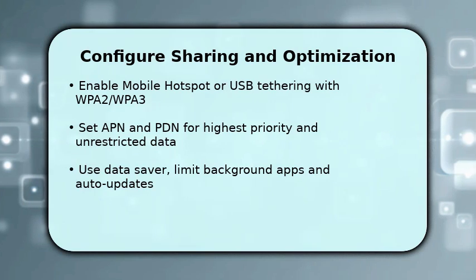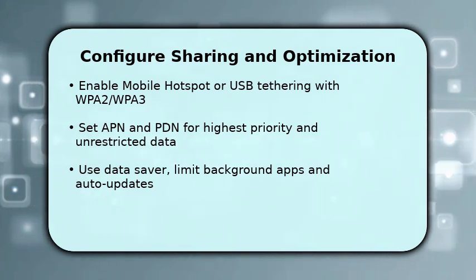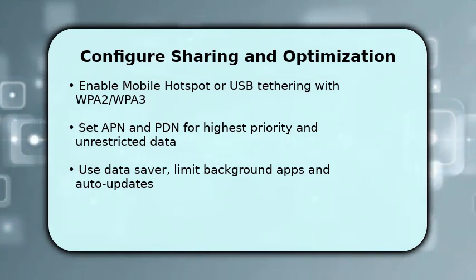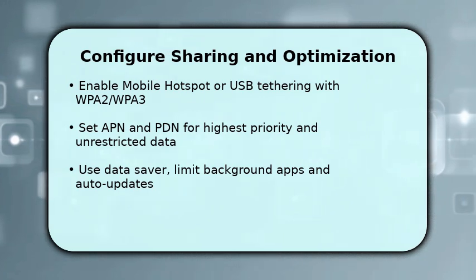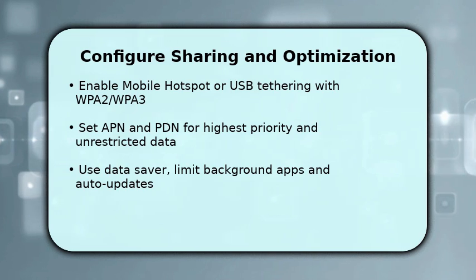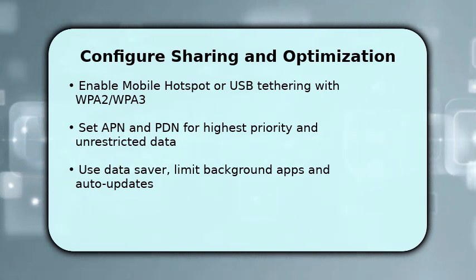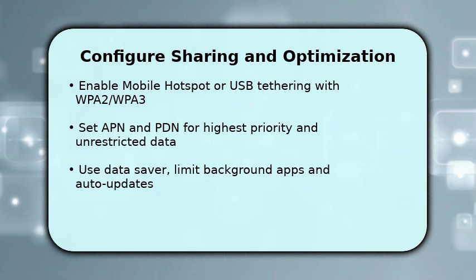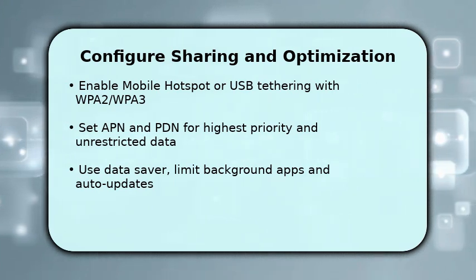Next, you set up sharing and performance. You enable mobile hotspot or USB tethering and choose a secure password. USB often gives better steady throughput. Then confirm the APN and PDN are the carrier's recommended unrestricted values, so your session uses priority data.